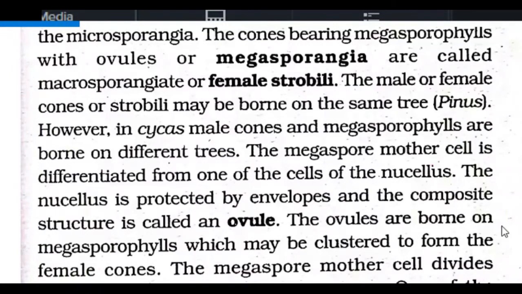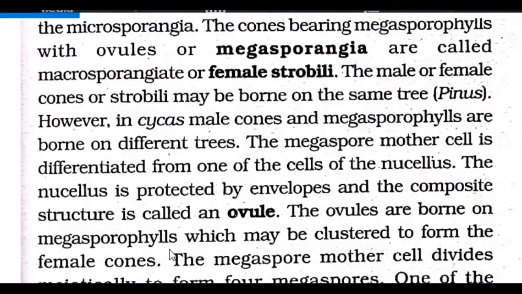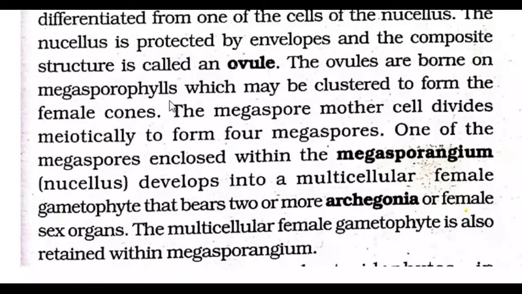The ovules are borne on megasporophylls. Megasporophylls means what you have to understand? Yes, megasporangium-bearing leaves. The ovules are borne on megasporophylls, which may be clustered to form the female cones. Once again, see the point. The ovules are borne on megasporophylls, which may be clustered or grouped to form the female cones.